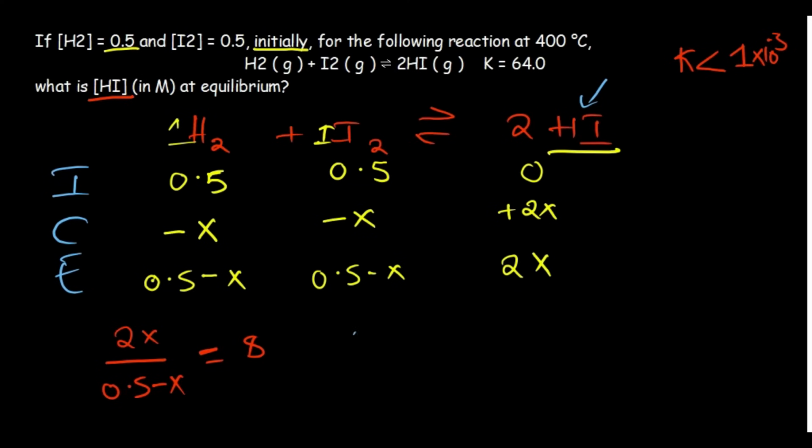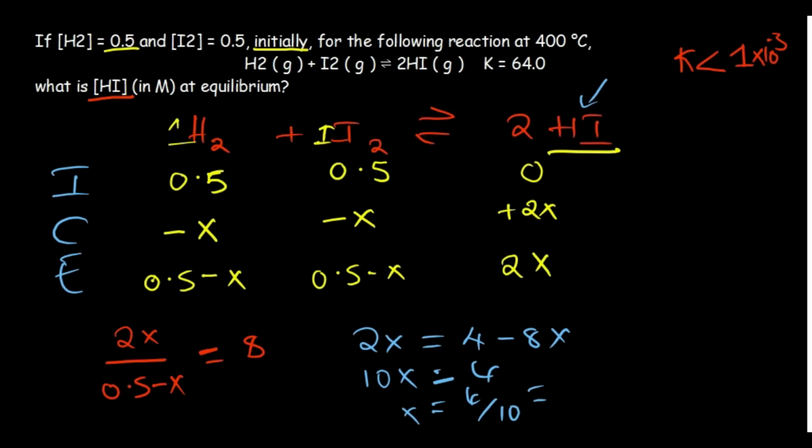So we have 2x being equal to 8 times 0.5, which is 4, minus 8x. Like terms, we have 10x is equal to 4, x is equal to 4 over 10. 4 over 10, that is like 2 over 5, I believe 0.4. So after finding that, you're able to find the equilibrium concentration of what? Of your product, since that's what they are looking for.